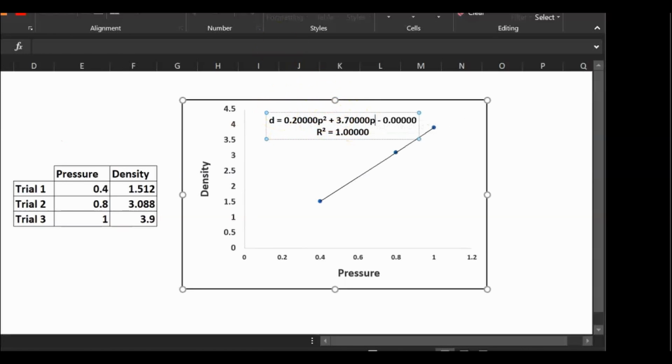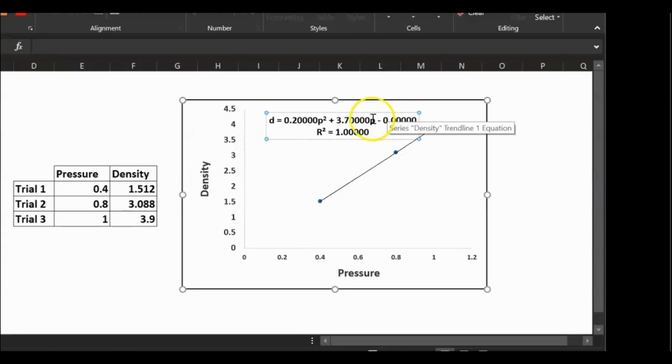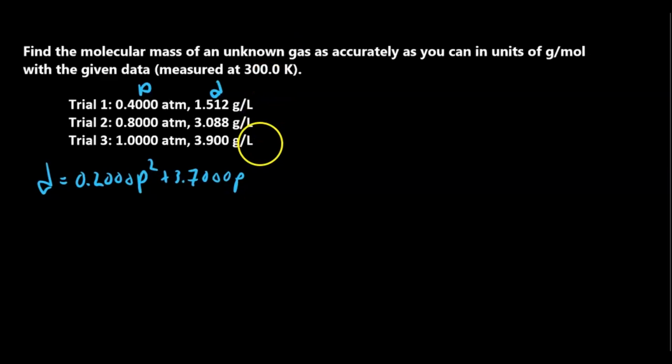So density equals 0.2 p squared plus 3.7 p. Going back here, our density equals 0.2000 p squared, plus 3.700 p. We'll do the sig figs at the end. And essentially the intercept was 0 here, so we just won't include that.